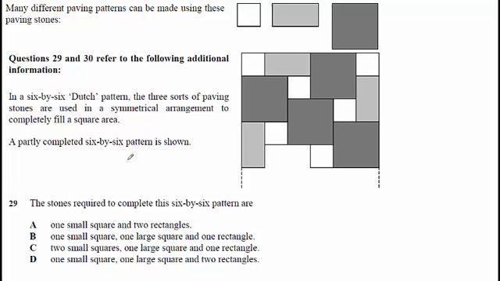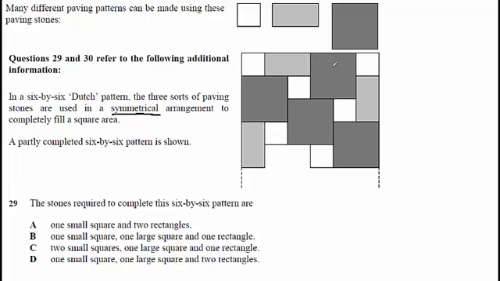Everyone, this is question 29 and it's asking which stones are required to complete this 6x6 pattern. Now this 6x6 pattern is what's known as a Dutch pattern, and it uses three sorts of paving stones as we see at the top: the big square, the rectangle and the small square, and it's done in a symmetrical arrangement, and that's very key to answering this question.